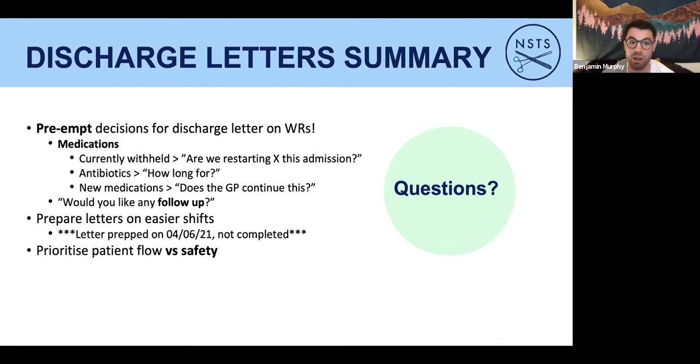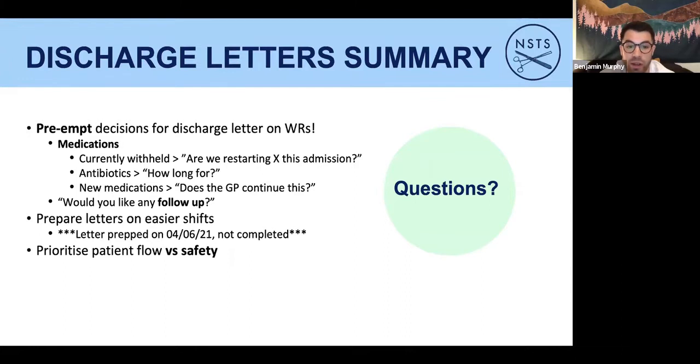If they were discharged, how long would you want the course to be for? And if we've started any new medicines as an inpatient, do we want the GP to continue this? And do you want any follow-up? So just try and ask those on ward rounds and you'll make your life easier. If you have easy shifts, you'll often get suggested to prep the TTOs.